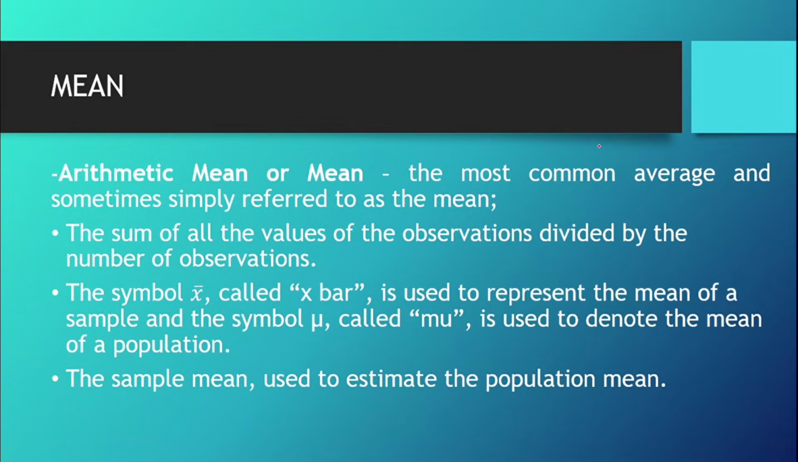So let's start with the mean. The arithmetic mean, or simply the mean, is the most common average. It is the sum of all values of the observations divided by the number of observations. The symbol x bar is used to represent the mean of the sample, and the symbol mu is used to denote the mean of the population. The sample mean is used to estimate the population mean.